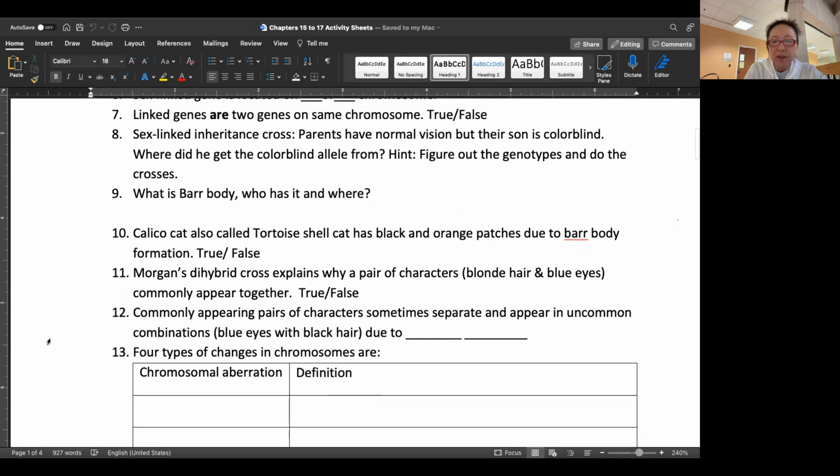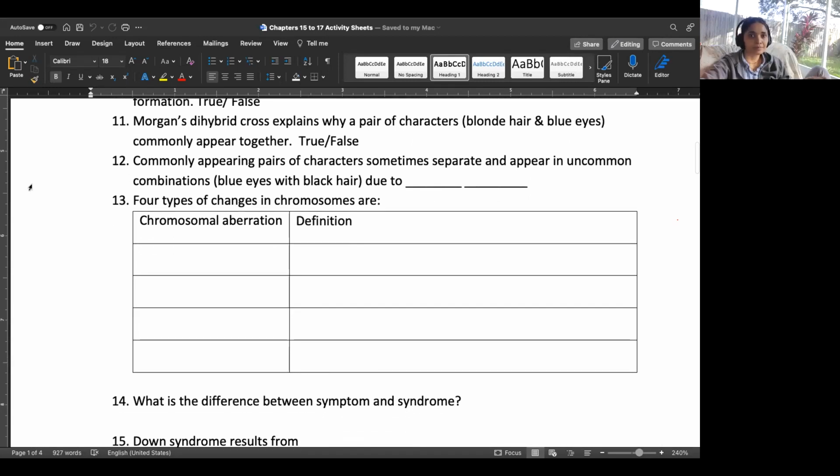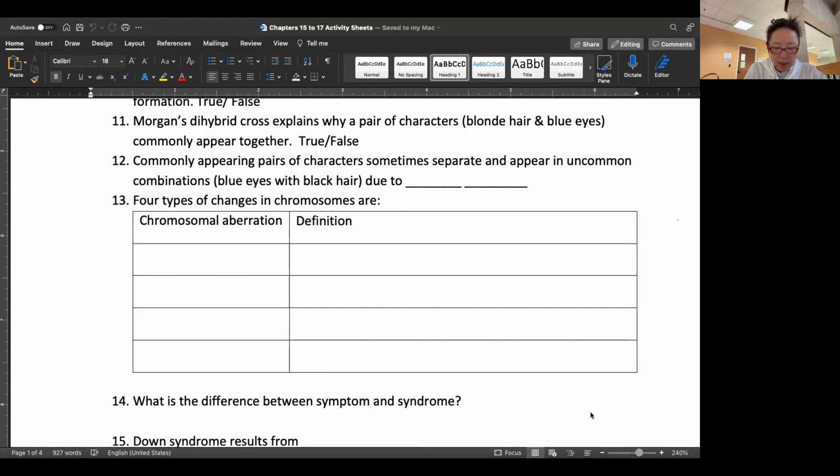Okay, number 10. Calico cat, also called tortoiseshell cat, has black and orange patches due to Barr body formation, which is true. This is exactly what I was talking about. And number 11, Morgan's dihybrid cross explains why a pair of characters commonly appear together, which is true. And number 12, commonly appearing pairs of characters sometimes separate and appear in uncommon combinations due to crossing over. Yes.